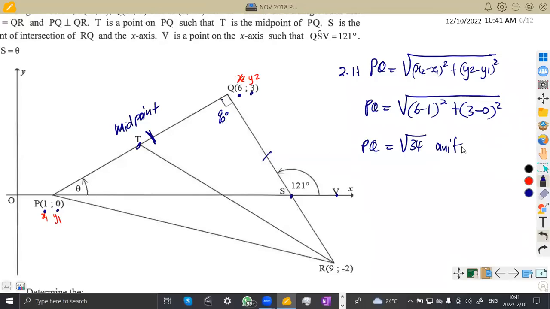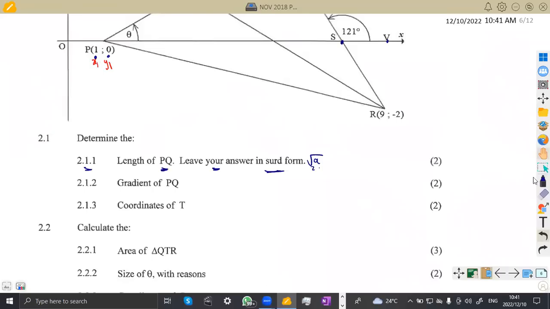So the length is measured in units. So you can just write square root of 34 units as the length. So since we are given that our answer is supposed to be in surd form, that is under the square root, you're going to leave your answer under the square root. So that was actually 2 marks for that.